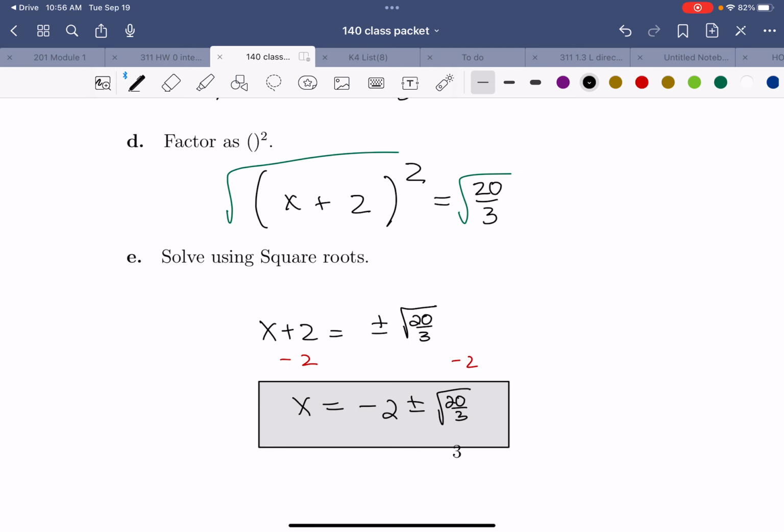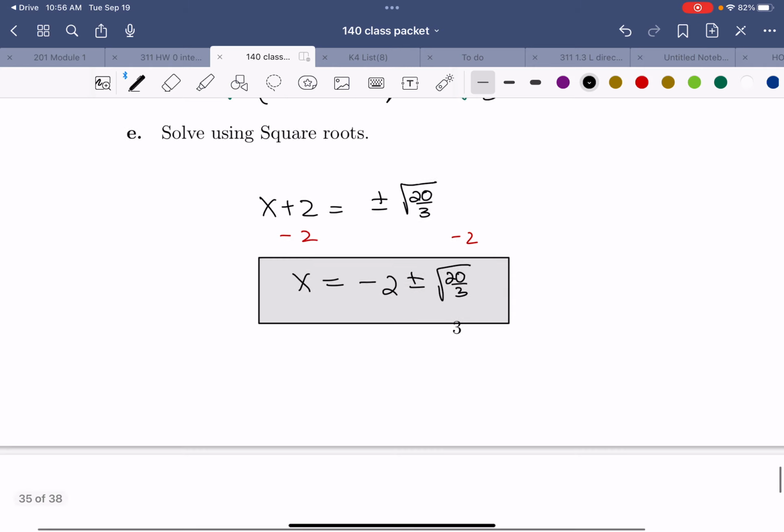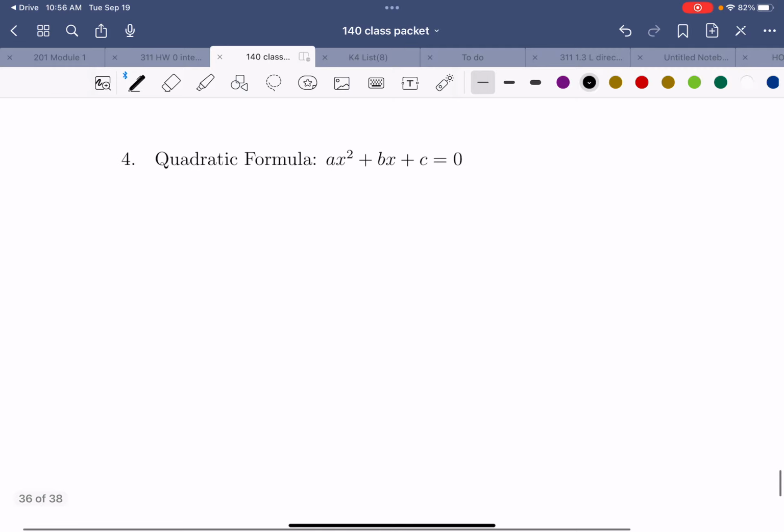Now, if what was under the square root was a perfect square, we could go ahead and figure out what that is and list out our 2 numbers, or we could use a calculator to find the decimal equivalents. But we're going to leave it just as that. Okay. And lastly is the quadratic formula.